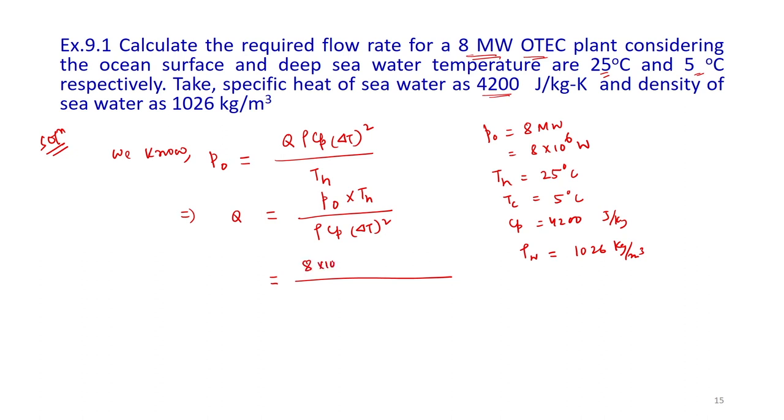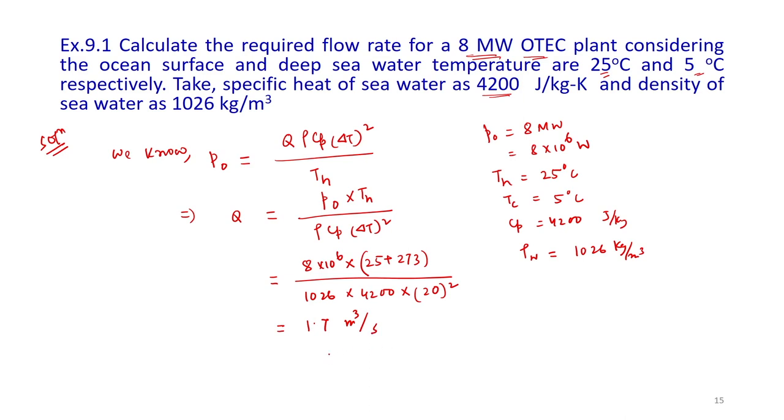This 8 into 10 to the power of 6, then we will have Th, which is 25 plus 273, then rho is in kg per cubic meter, so 1026, then Cp is 4200, then delta T is 20, which is squared. So, as per my calculation, it is about 1.7 cubic meter per second, right?